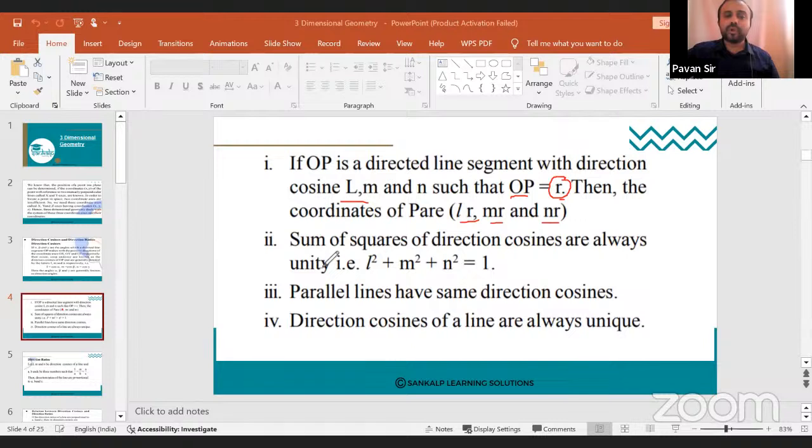The second point is that the sum of the squares of the direction cosines is always unity. That is, l square plus m square plus n square is 1. That you already know.